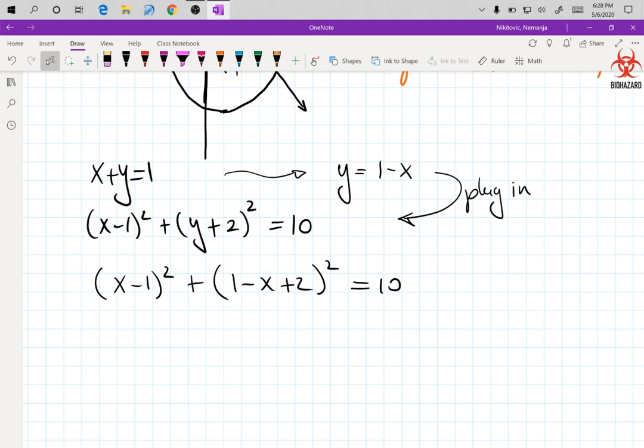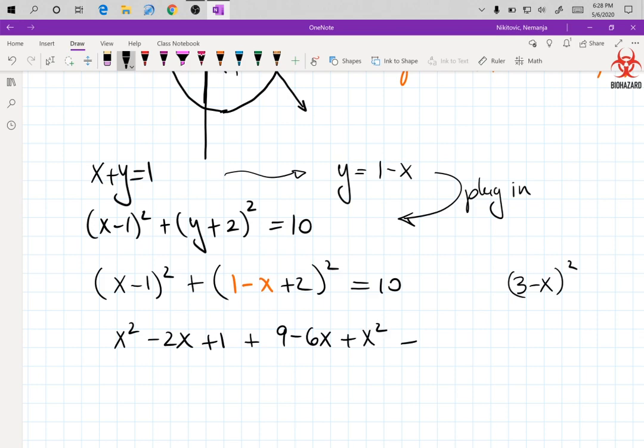Note that I don't have any of these weird things happening here. And now, square it out. X squared minus 2x plus 1, plus, this is going to be 3 minus x, right? Squared, is it? 3 minus x? Yeah, 1 plus 1 and minus x. Good. So now that's 9 minus 6x plus x squared when you FOIL it. Don't forget the middle term.